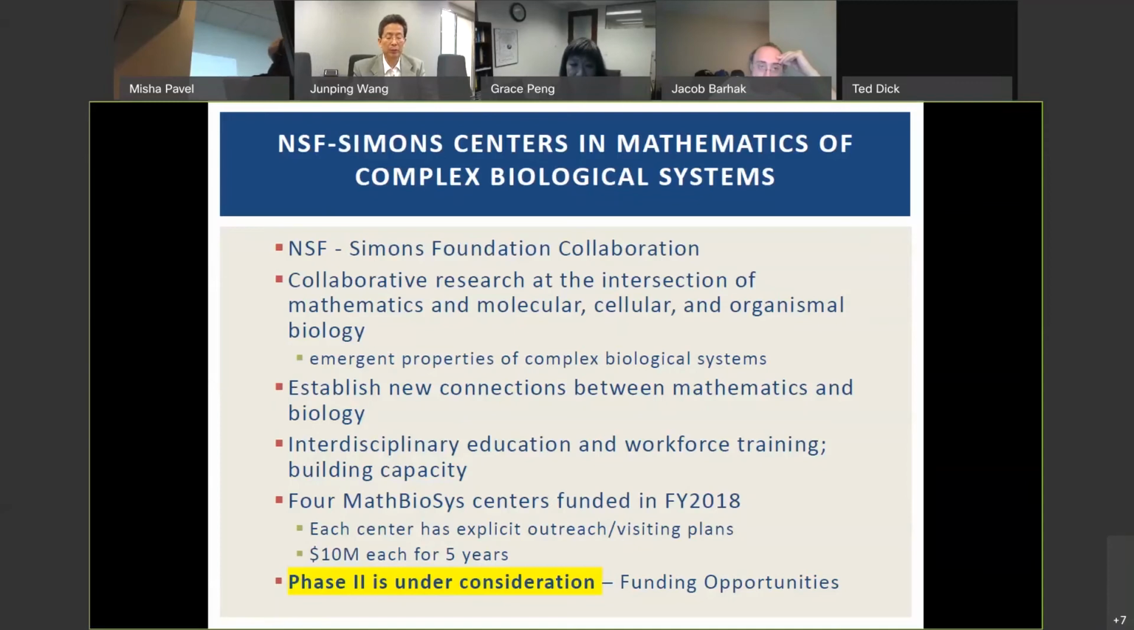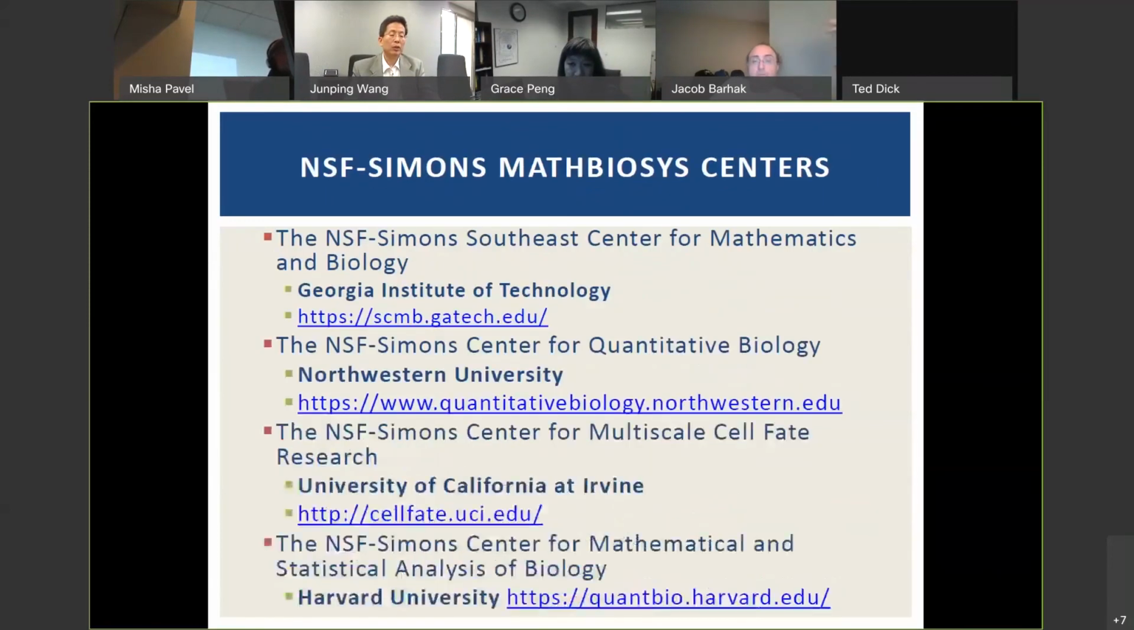And where is the funding opportunity for this effort? We are going to have a phase 2 for these NSF Simons Centers. The phase 2 is currently under discussion, and this will be an excellent funding opportunity for the community to consider. We have 4 centers, which I will skip, and you can check my slides later on for details of each center.